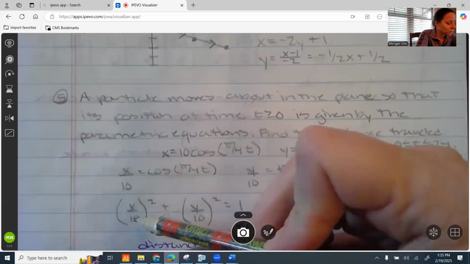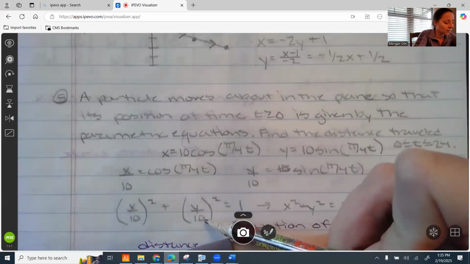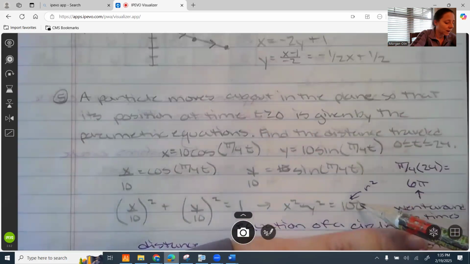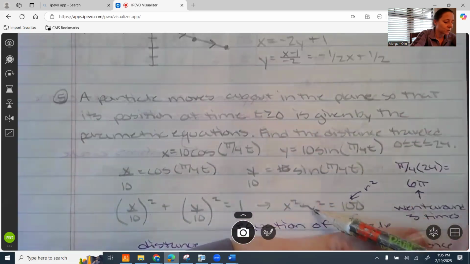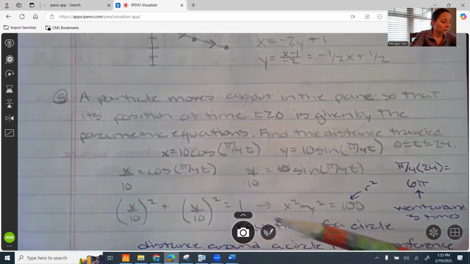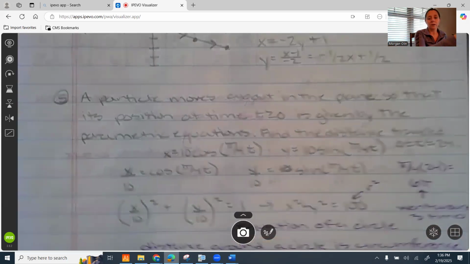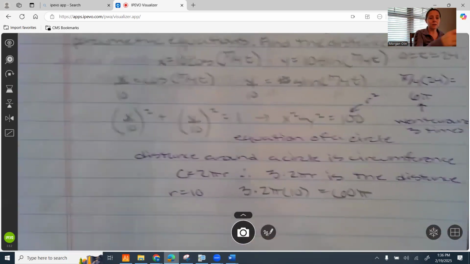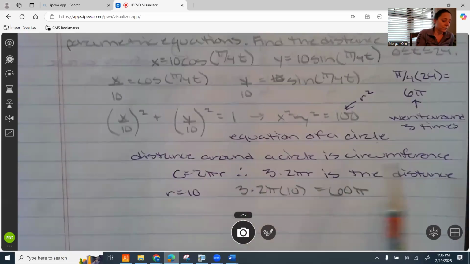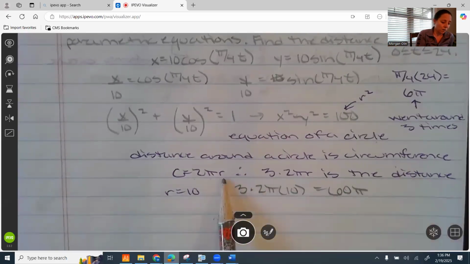And what I did was, when you square it, it gets 100 here. When you square it, it gets 100 here. So I multiply each side by 100. So our equation is x squared plus y squared equals 100. Now, this is just an equation of a circle. So we want to know what distance I go around from t equals 0 to t equals 24. The distance around a circle is called circumference, 2 pi r.